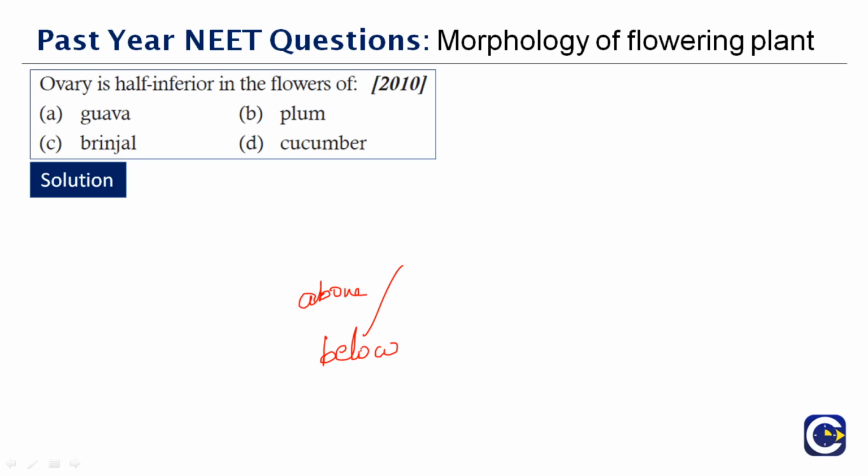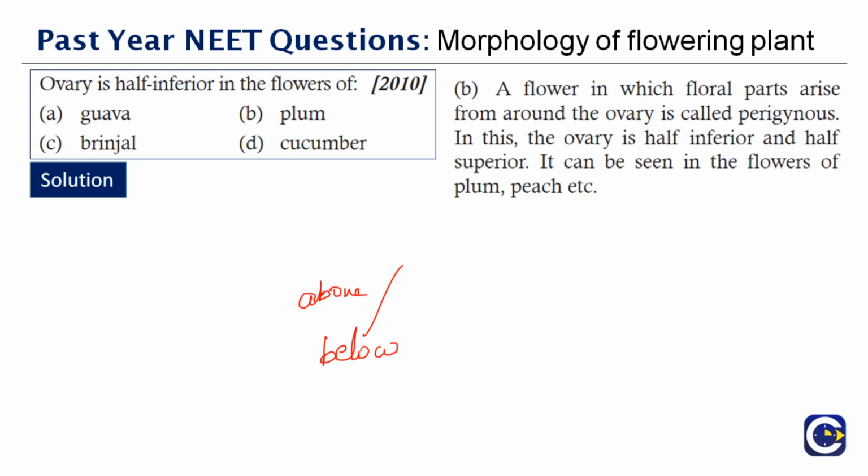So a flower in which the floral parts arise from around the ovary is called perigynous, and in this the ovary is half inferior and half superior. It is not fully inferior or superior, it's partly 50-50. So this is seen in plum, peach, etc. Therefore the right answer to this question is option B.